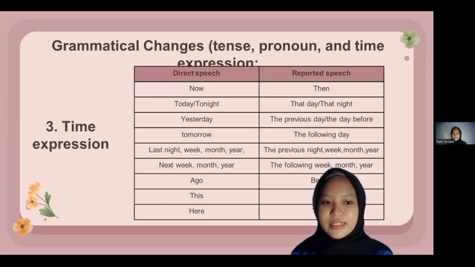Number three is time expression. When we write direct speech with the time expression now and change to reported speech, we use then. Likewise, today and tonight become that day and that night, and yesterday becomes the previous day or the day before.